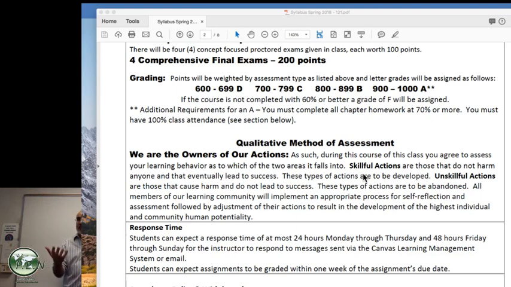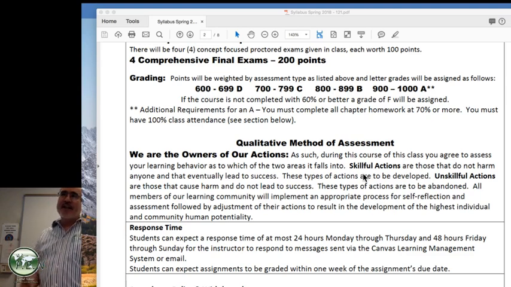But skillful gets us to where we're going, what we want to do. And I add the one thing, it doesn't harm anybody. It doesn't harm ourselves, doesn't harm someone else. If it harms somebody, that's automatically unskillful. If it doesn't get us what we want, that's also unskillful. So your goal this semester is kind of to develop yourself to see what things are skillful for you and what things are unskillful. And as we find those things, try to develop the skillful, do those things more often.